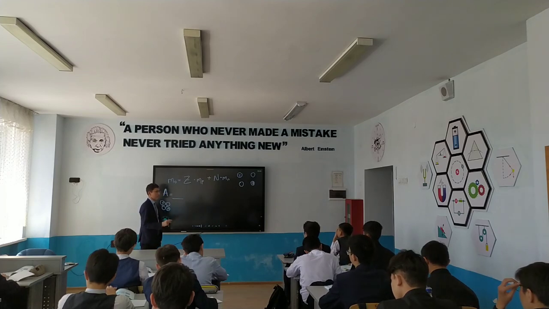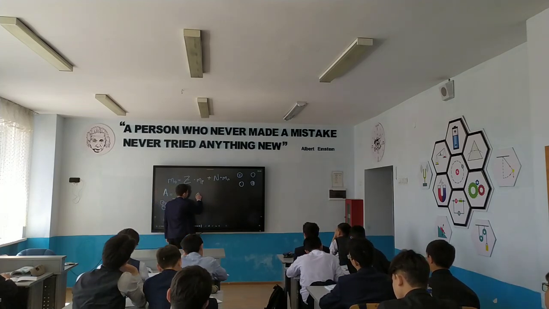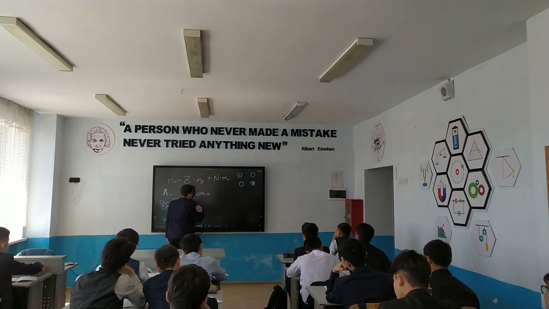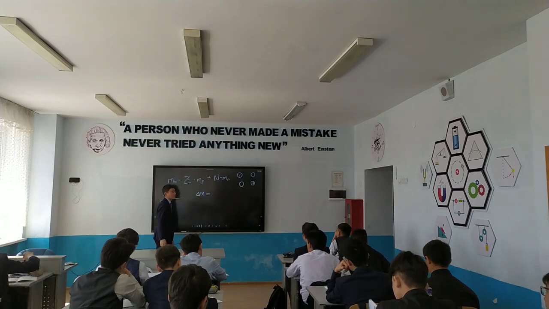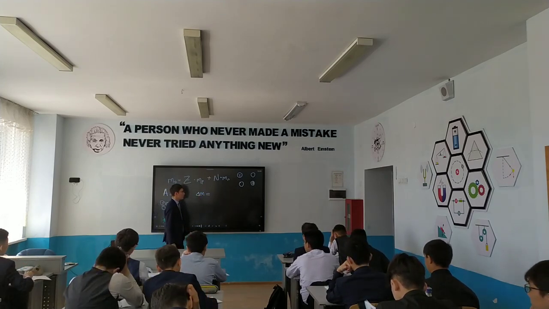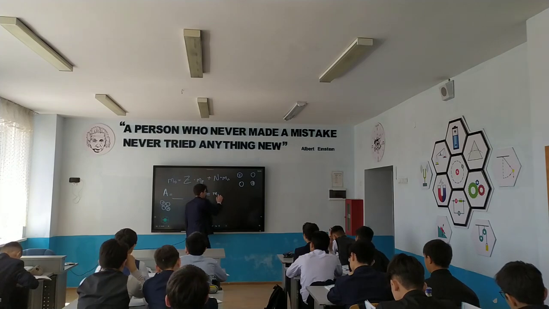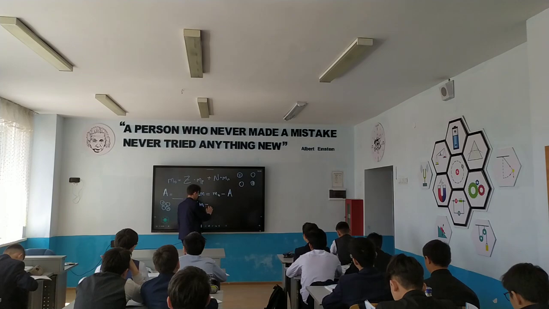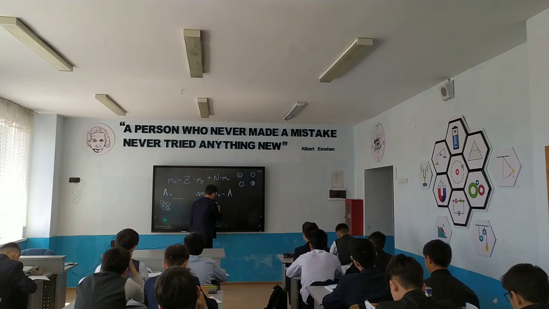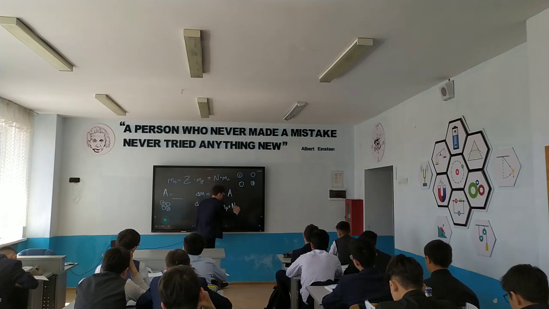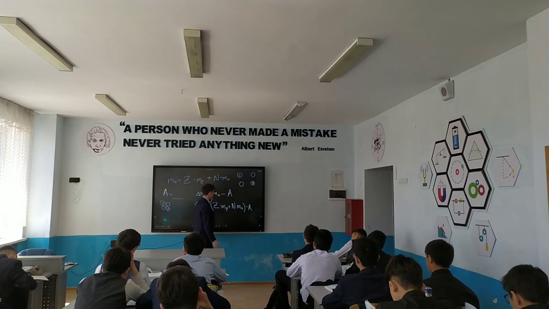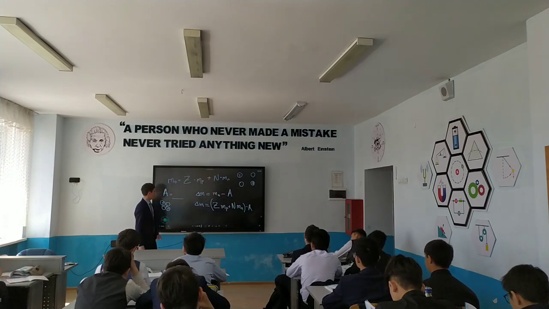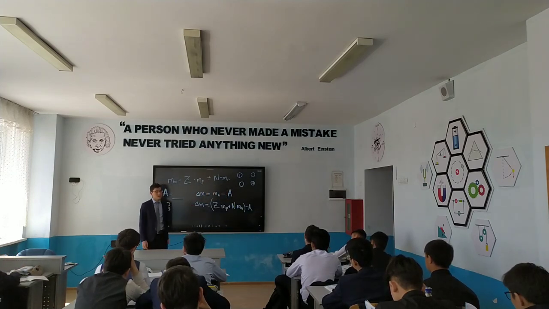And accordingly, the mass defect. This Δm is the mass defect, okay? Δm equals M0 minus A, where M0 is Z times the proton mass plus N multiplied by the neutron mass. Okay, this is the formula of the mass defect.